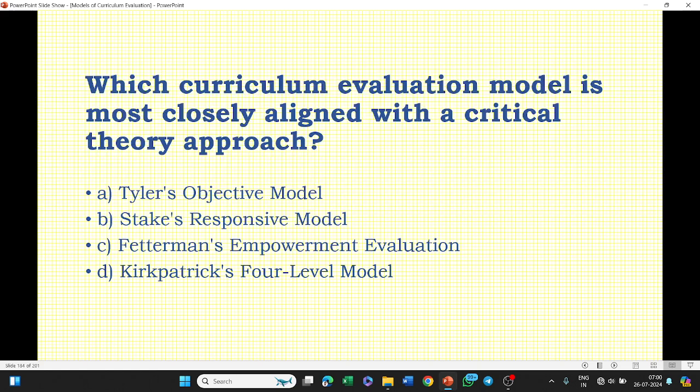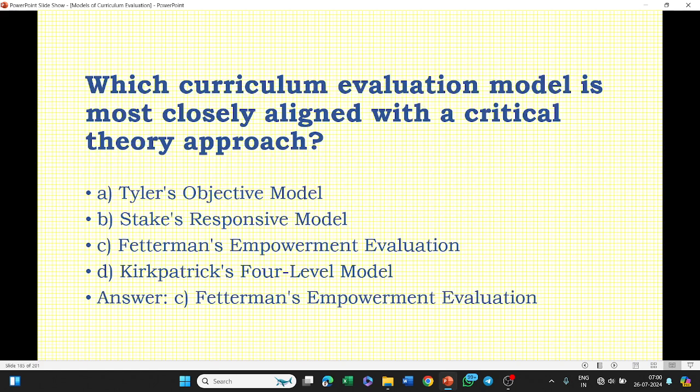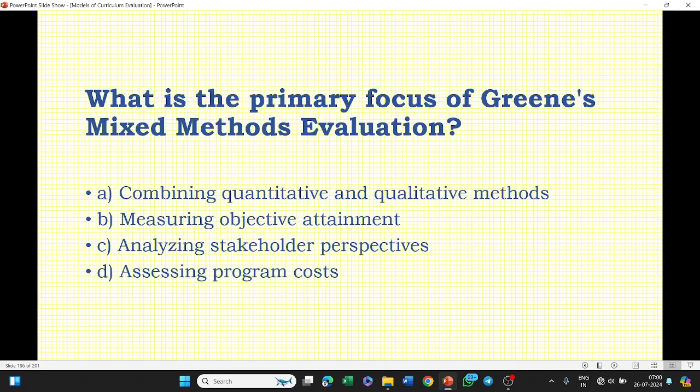Which curriculum evaluation model is most closely aligned with the critical theory approach? Options: Taylor's objective model, Stake's responsive model, Fetterman's empowerment evaluation, Kirkpatrick's four level model. The answer to this question is option C, that is Fetterman's empowerment evaluation.